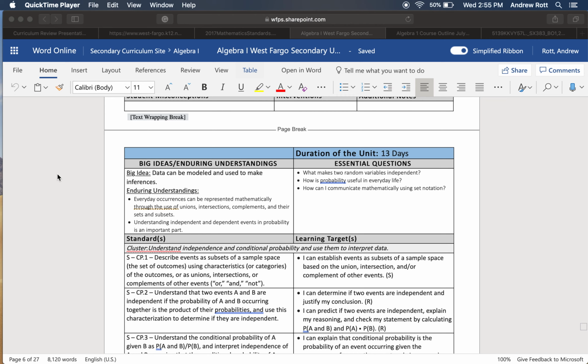My name is Andrew Rott, and I will be reviewing the West Fargo Public Schools Algebra 1 curriculum. For the sake of this assignment, I'm going to take a look at our Unit 12 on probability specifically.